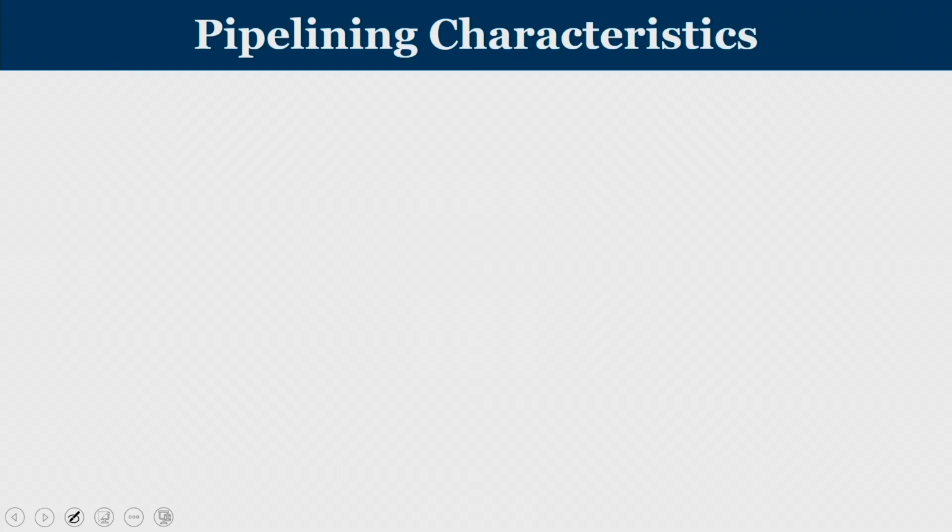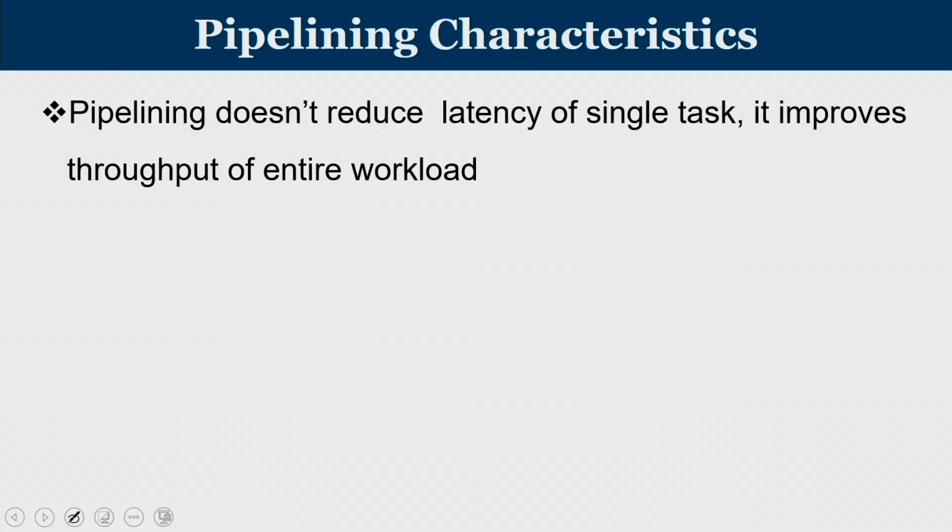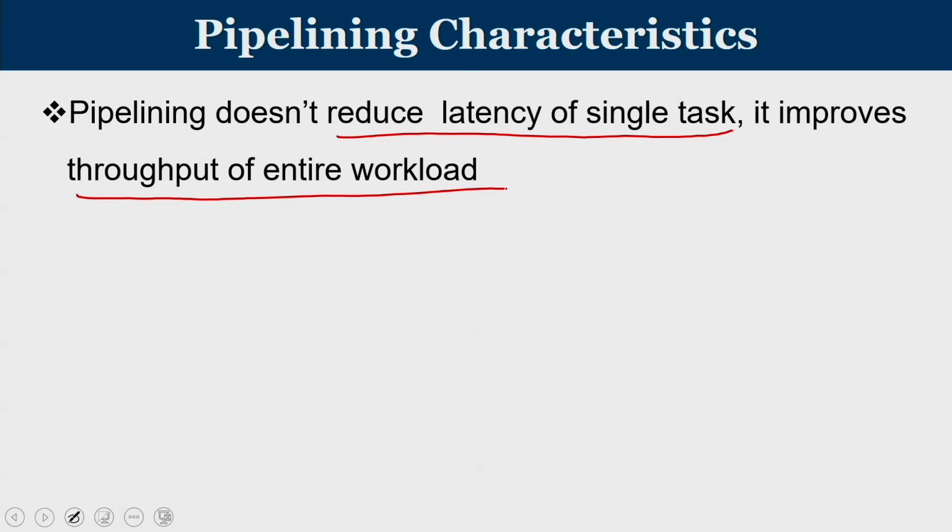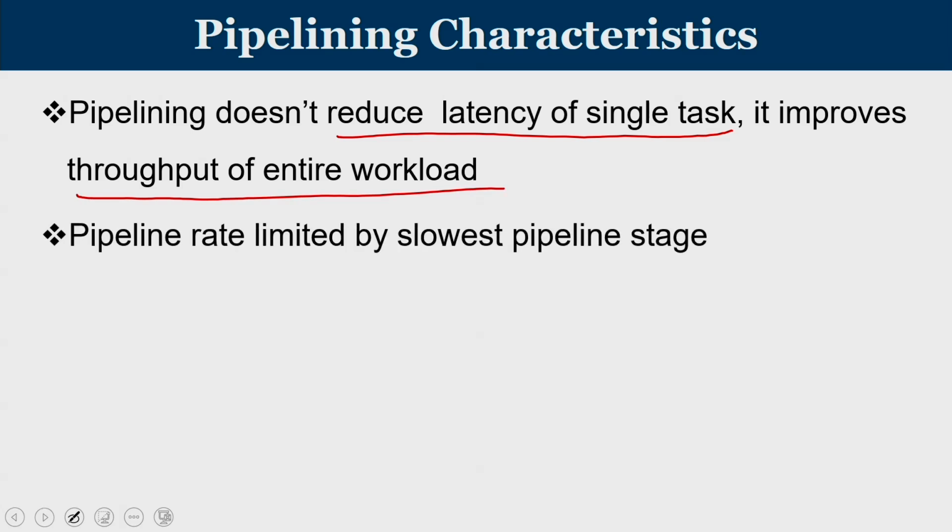So, what are the savings that we get? What are the characteristics of pipeline? Pipelining does not reduce the latency of a single task. As far as A or B or C is concerned, in the previous laundry example, the latency associated with a single task is not reduced, but the throughput, the number of tasks that we can complete, is significantly improved.